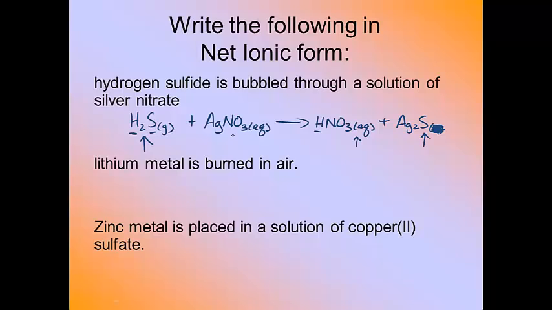Well, nitrate was aqueous on the left, and it's aqueous on the right, which means that it is going to go away. And remember what I told you about nitrate. If the nitrate is written aqueous on both sides, it's going to get eliminated. And that leaves us just the silver. And the silver, we're a little unsure of.